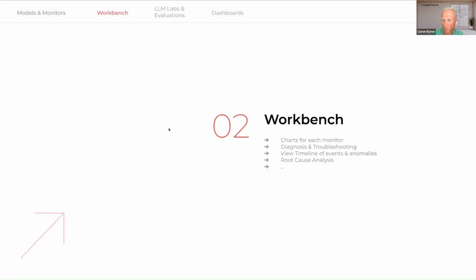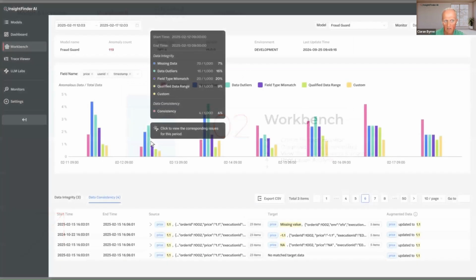Then the next piece of it is the workbench. As I mentioned, workbench is automatic charts. Each monitor has a chart. This is where you do diagnosis, troubleshooting, look at the timeline, and perform root cause analysis. This is an example of a workbench.